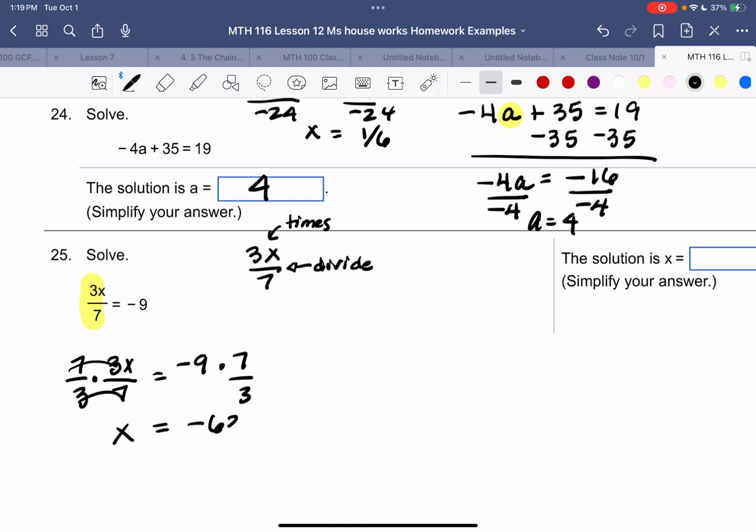Negative 63 divided by 3, right? Because when you multiply, times top, bottom, or I could do that into that. 3 into 9 needs a 3. That's either way, it's going to be a negative 21.